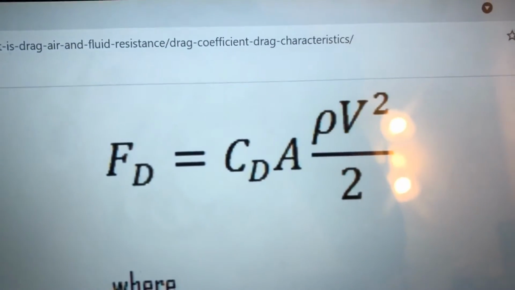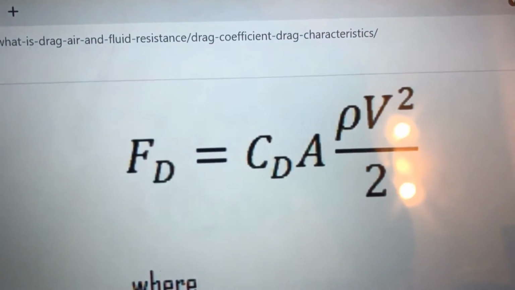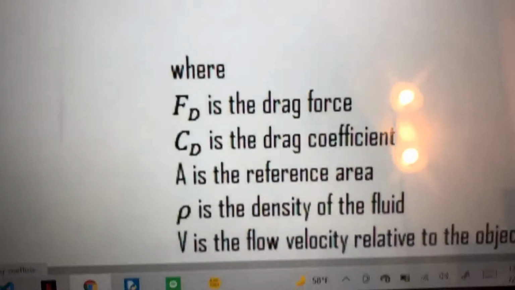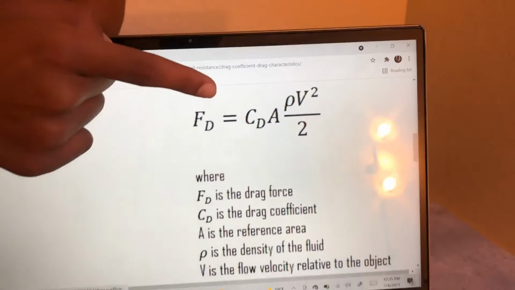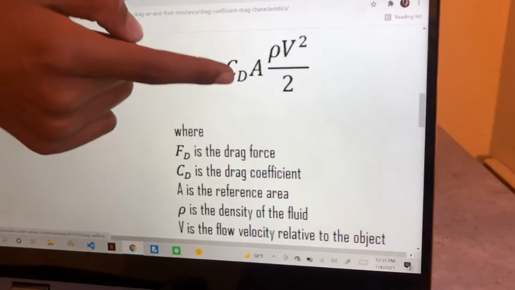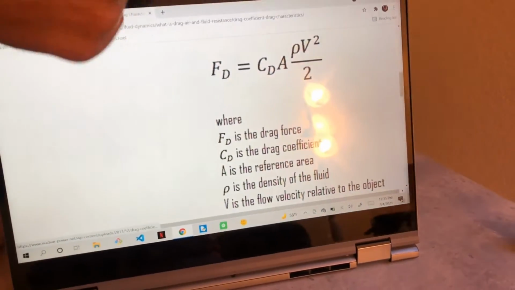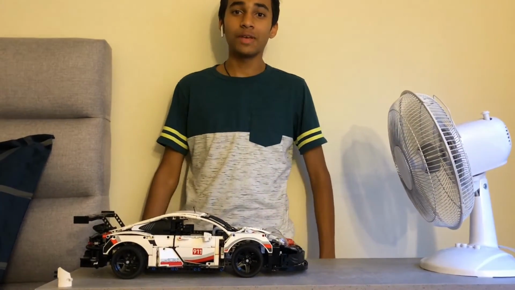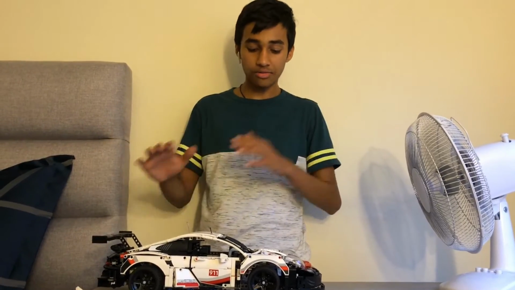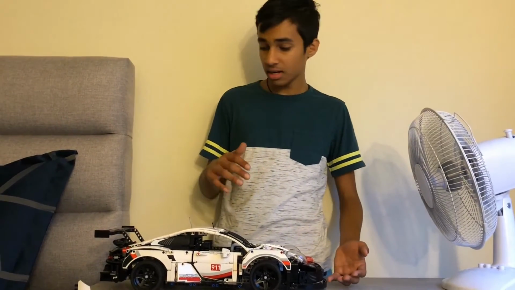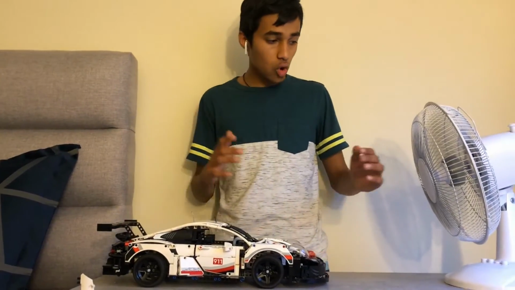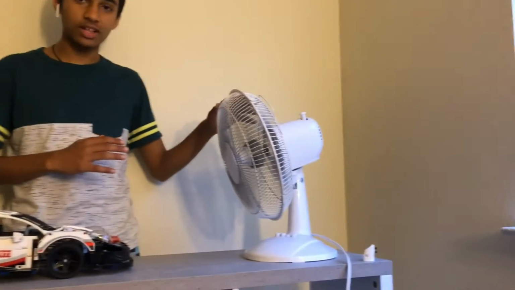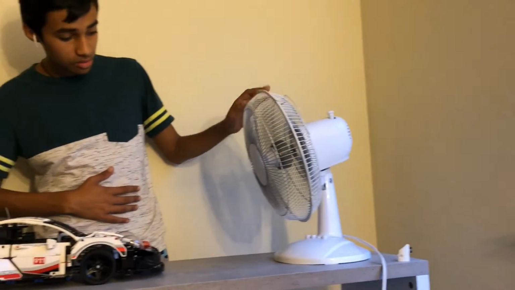So drag is equal to the drag coefficient, which is the value that every car has for how much drag they get, multiplied by the reference area, multiplied by the density of air, multiplied by velocity squared, divided by 2. Okay guys, so today I'm going to be explaining how air flows throughout the car, from the start till the very end of it. Over here I am using a fan to illustrate this, and I put it on mode 3.